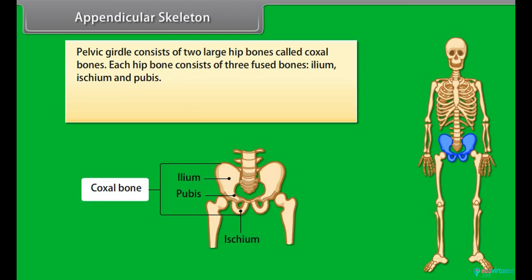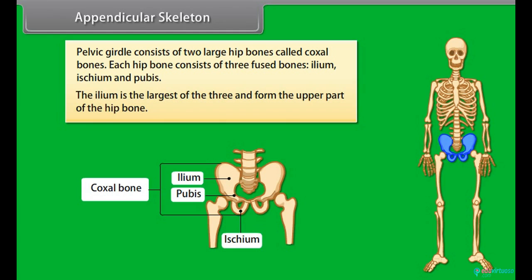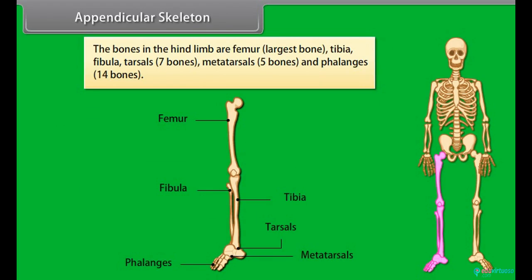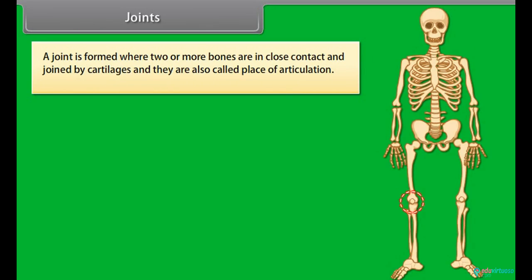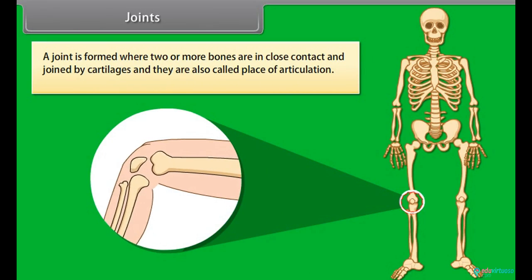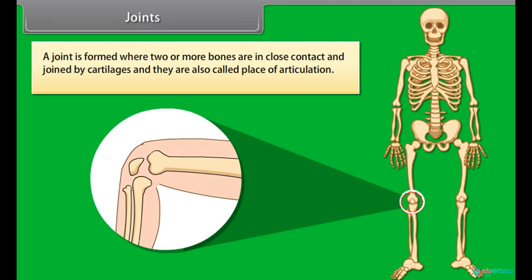The pelvic girdle consists of 2 large hip bones called coxal bones. Each hip bone consists of 3 fused bones: ilium, ischium, and pubis. The ilium is the largest of the 3 and forms the upper part of the hip bone. The bones in the hind limb are femur, the largest bone, tibia, fibula, tarsals, 7 bones, metatarsals, 5 bones, and phalanges, 14 bones. Joints: a joint is formed where 2 or more bones are in close contact and joined by cartilages, and they are also called places of articulation.